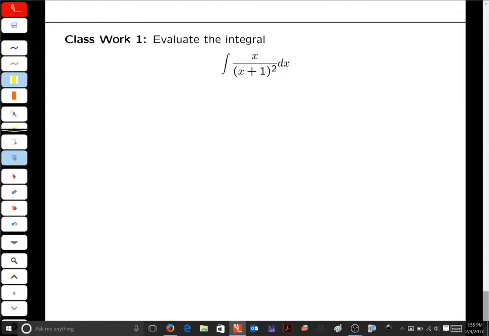Make sure your names are on your papers, guys, as you're turning them in. That is the one drawback.